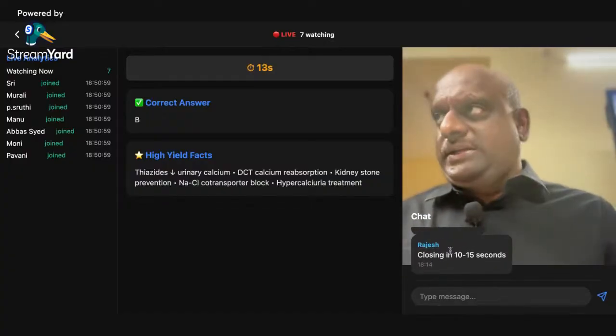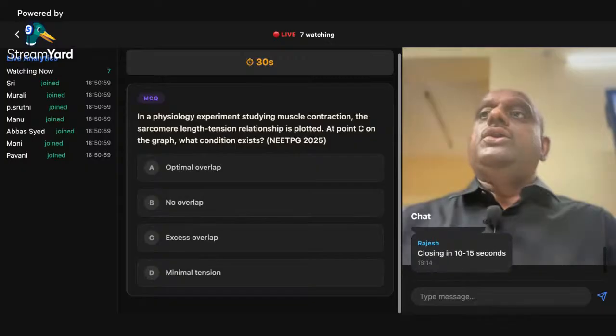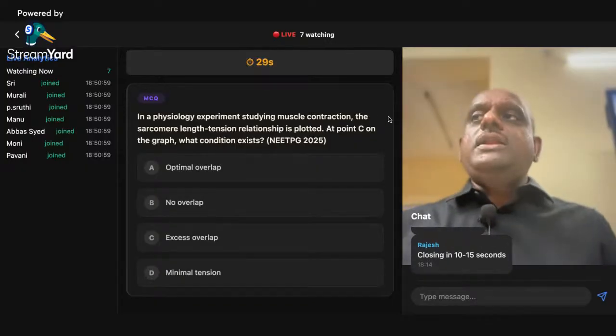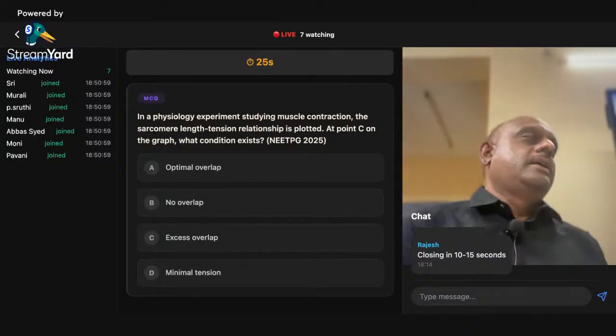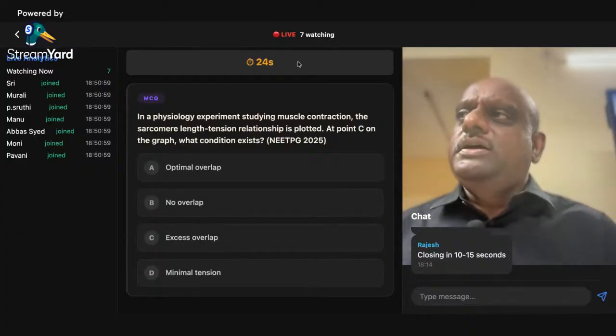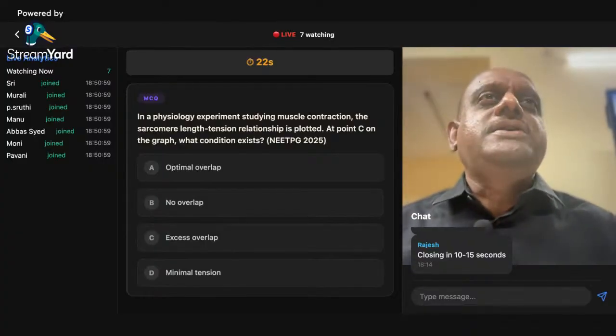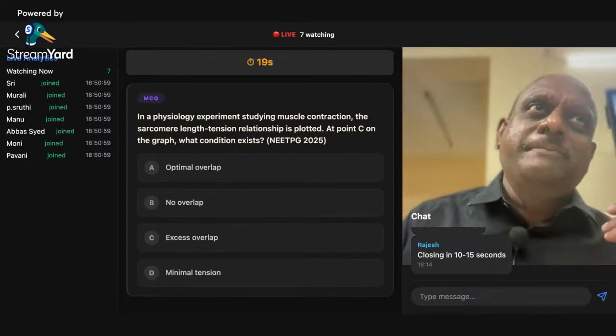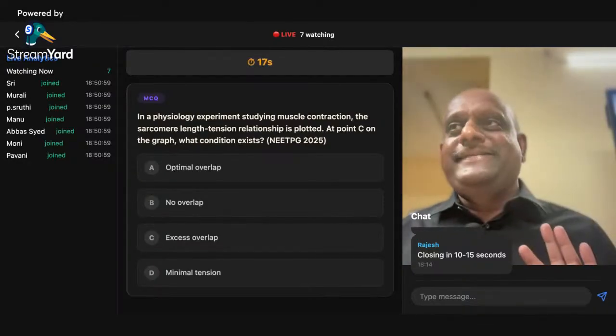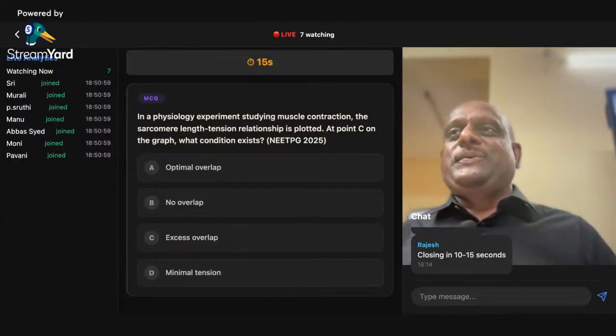Now, the next question. In a physiology experiment on muscle contraction, so I'm teaching even to my son who is in 12th class. Here is the sarcomere, A band, Z band, all of it is here. So what is your answer, doctor?